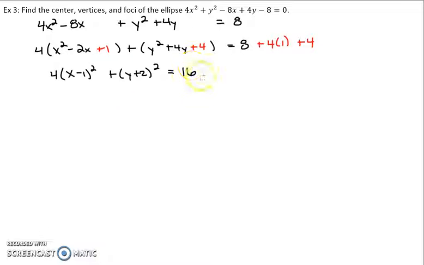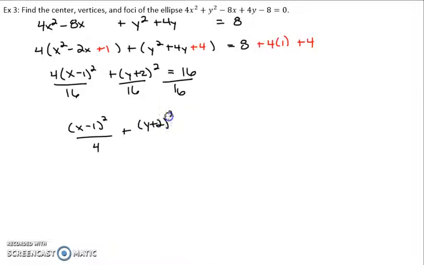We can't have a 16 here, so we divide everything by 16. 4 over 16 is going to give us (x - 1) quantity squared over 4 plus (y + 2) quantity squared over 16 equals 1. So we know straight away that the center is going to be 1, -2.